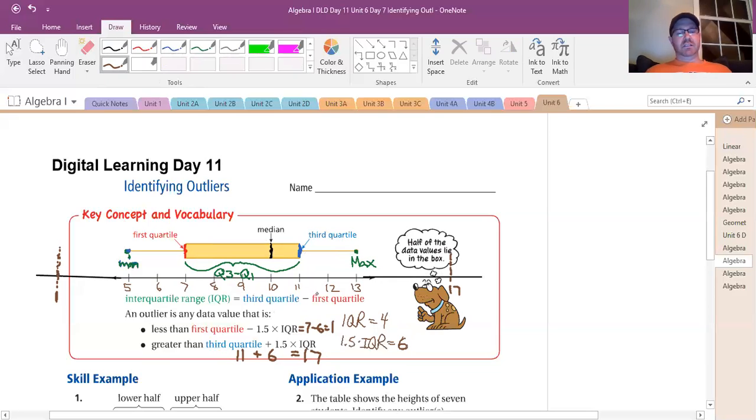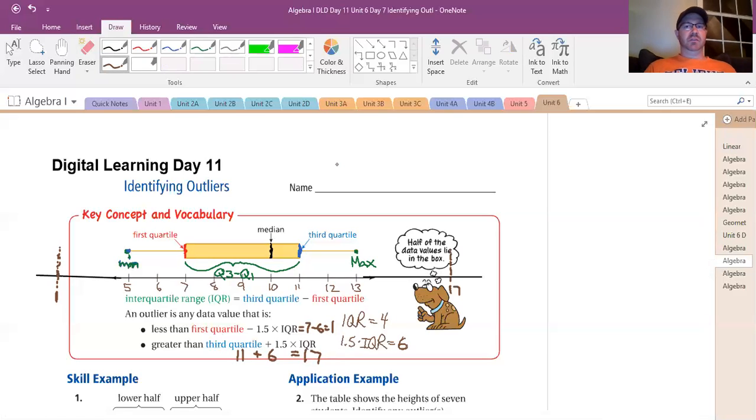So that's how we would identify them. We would just look at our data and see if there's a value outside of this range. I've heard some people refer to these as our fences, and that's a nice way of thinking of it. They're the boundaries of what is a reasonable piece of data. Anything beyond that is an outlier.